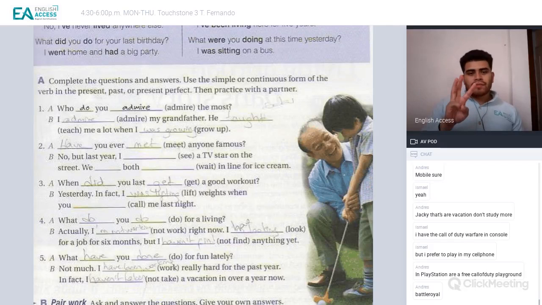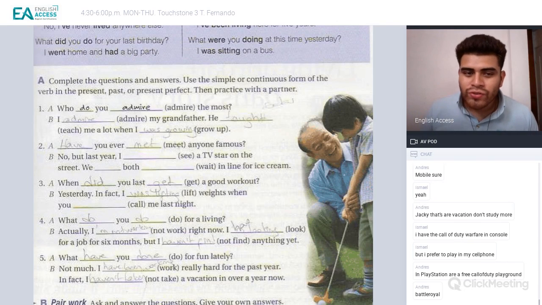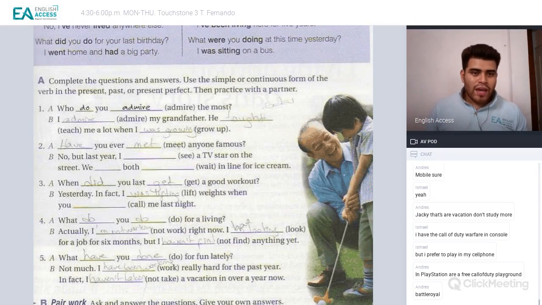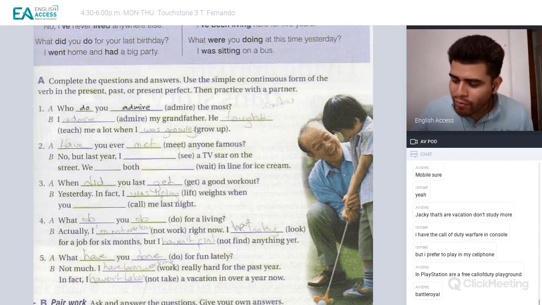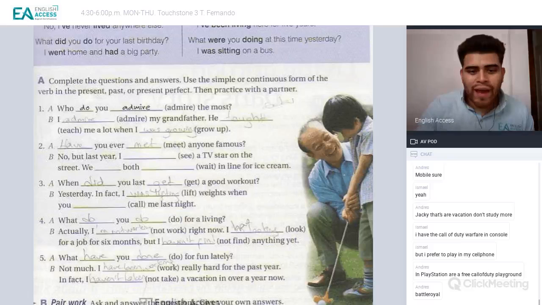Now, it says you have three options. Present, past, present perfect. And they can either be in the simple and the continuous. Remember, the continuous is ing. But how do you know when to use what? When do I use the present? When do I use the past? Well, you have to pay really close attention to the time expressions. And remember what I told you yesterday. If the question is in the present, your answer should be in the present. Question in the past, answer in the past, etc., only if you have actually.